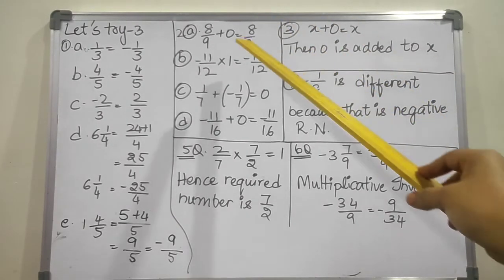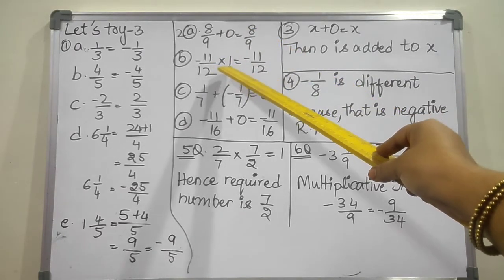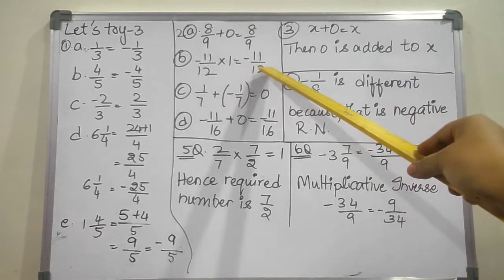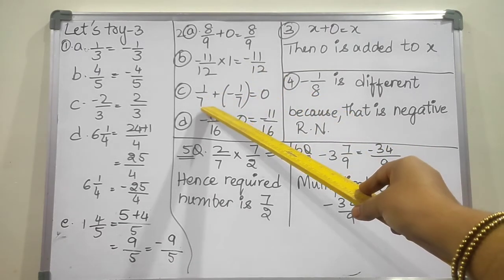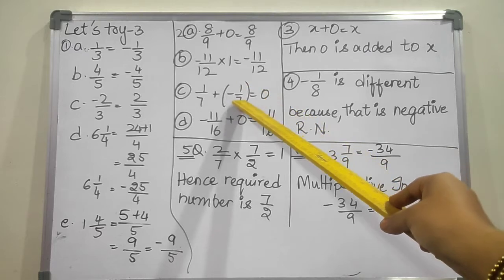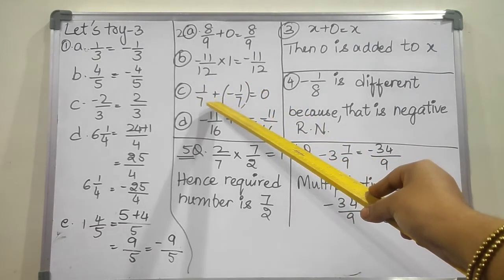8 by 9 plus 0. What does that give? 8 by 9. Minus 11 by 12 into 1. What does that give? Minus 11 by 12. 1 by 7 plus or minus 1 by 7. Here plus or minus gives minus only.